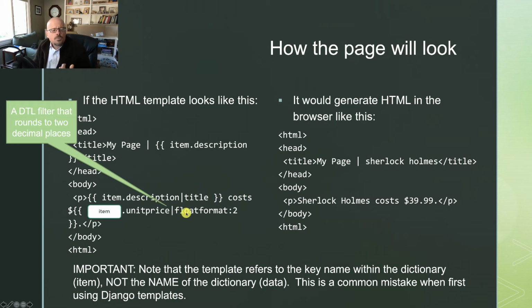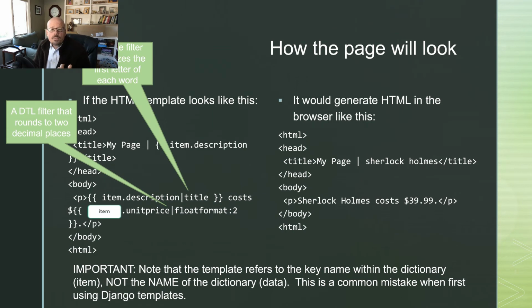The float format is a really nice filter. What it does is automatically format something to two decimal places, so that's a really nice thing to know. The title filter does title case, so it will capitalize each word in the title, which is also very nice.